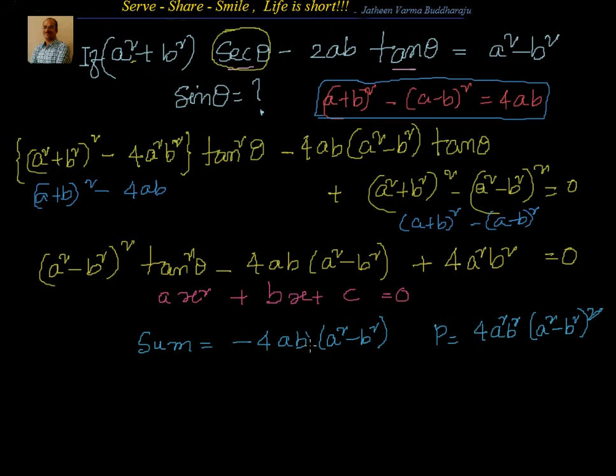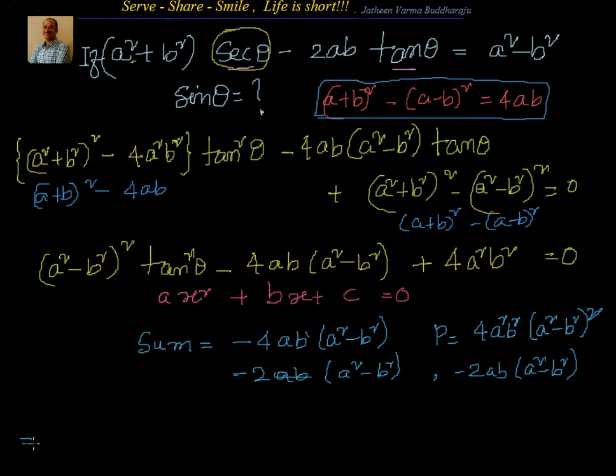So we want the sum minus 4ab(a² − b²), and the product 4a²b²(a² − b²)². So can I write it as minus 2ab(a² − b²), and the other one is also minus 2ab(a² − b²), so that when you add them up you will get minus 4ab(a² − b²), and when you multiply you will get 4a²b²(a² − b²)².